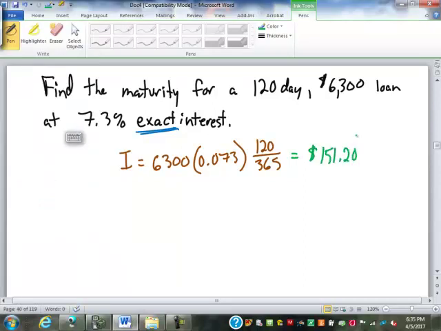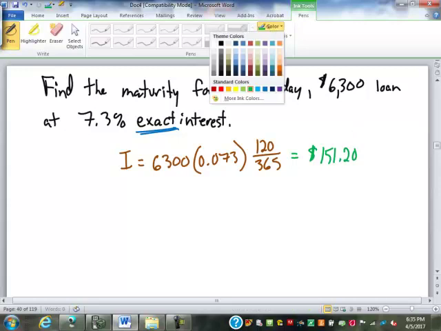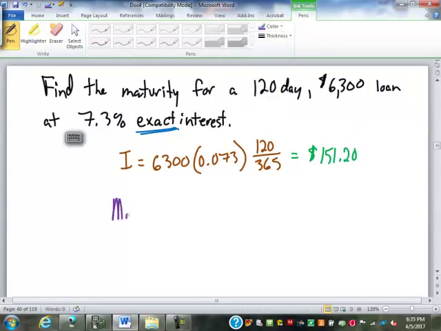Now, in this case, did it ask for the amount of interest, or did it ask for the maturity value? Maturity value, which means we have to go one more step. It's the 6,300 plus 151.20. So it's $6,451.20.